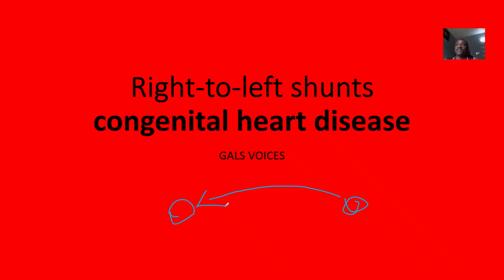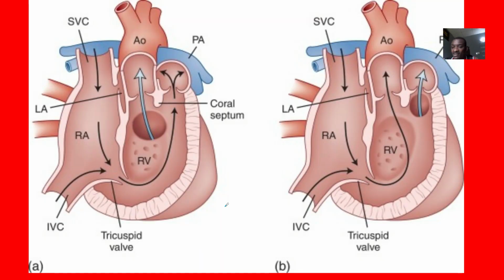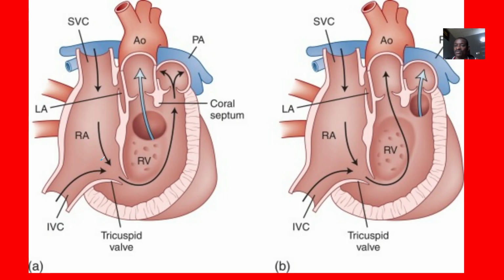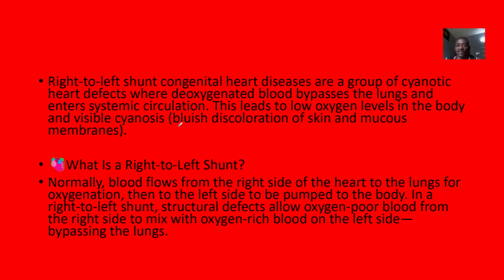So this is what we're saying: a baby has a problem in their heart and blood is moving from the right to the left. Right to left shunt. Blood is moving from the right to the left. So what are the possible issues that could cause this? Right to left shunts are a group of cyanotic heart defects where deoxygenated blood is moving from the right to the left.